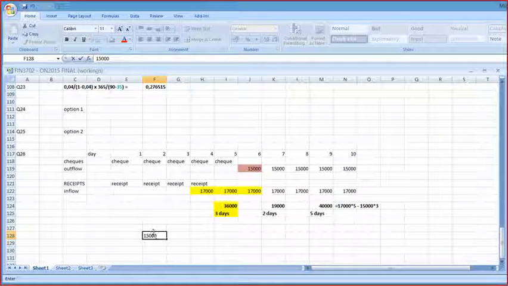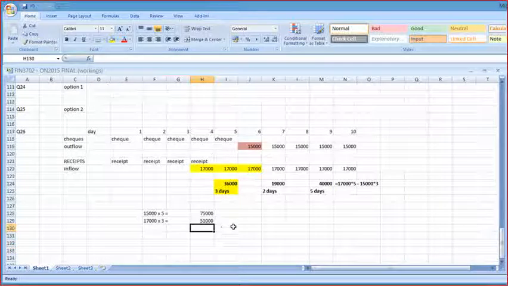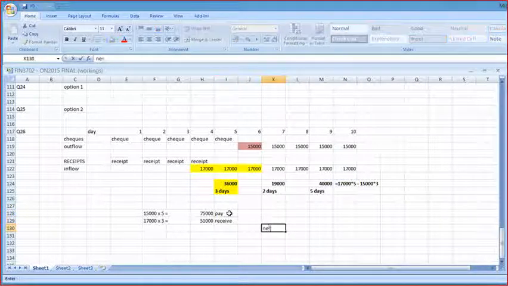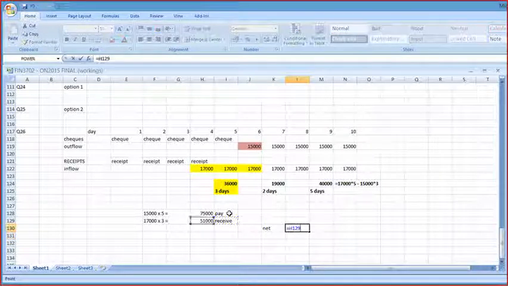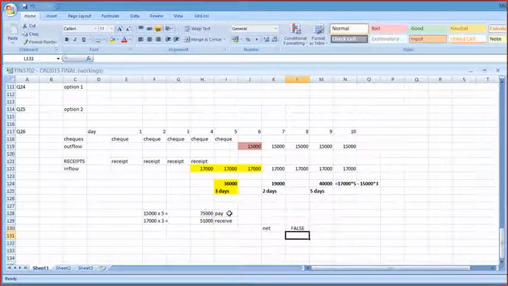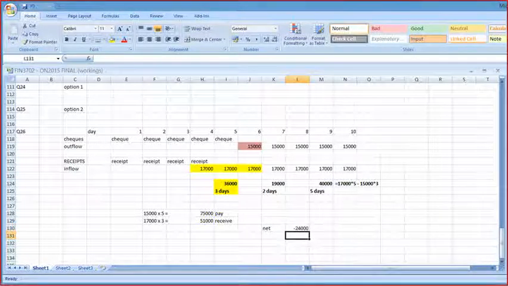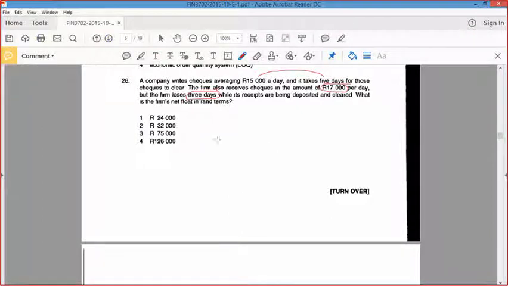15 times 5, 17 times 3. Okay, 15 times 5 is that, 17 times 3 is that. Which were my receipts? This is the pay, this is the receive. So the net would have been the receipts minus the payments. 24,000. Is that right? Let's check. Yeah, 24,000 is there.